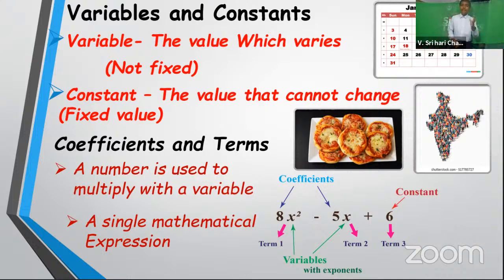That's all. So then what is meant by terms? A single mathematical expression. Here we mentioned term 1, term 2, term 3. A single mathematical expression, 8x square is one expression. If operators like plus or minus are included between two expressions, then it will become two terms, right? So it's about a single mathematical expression.